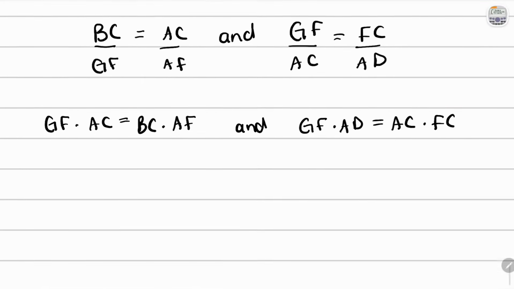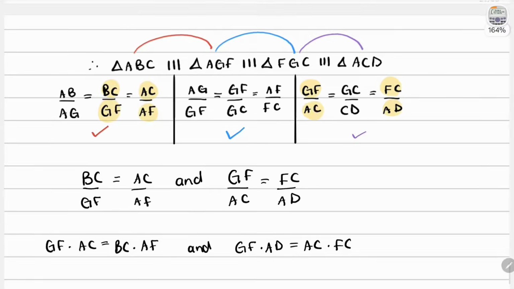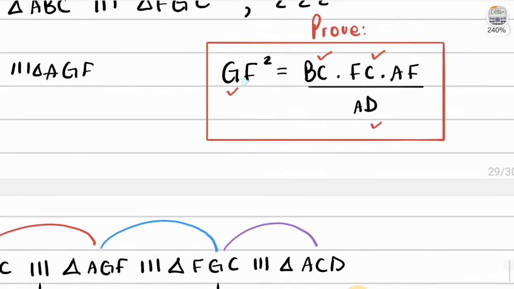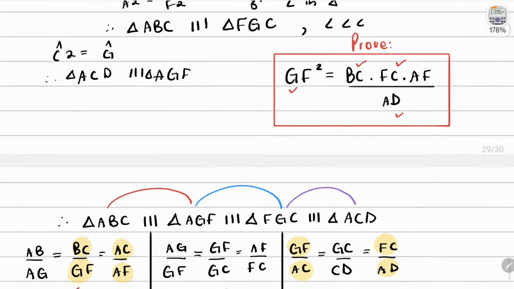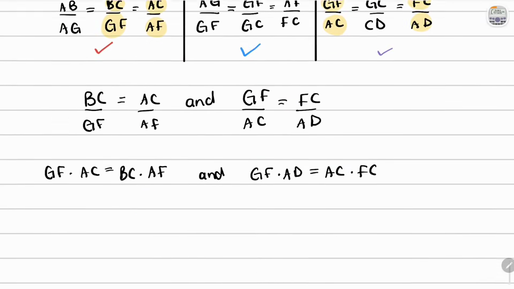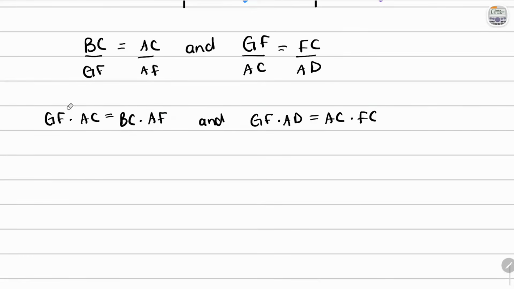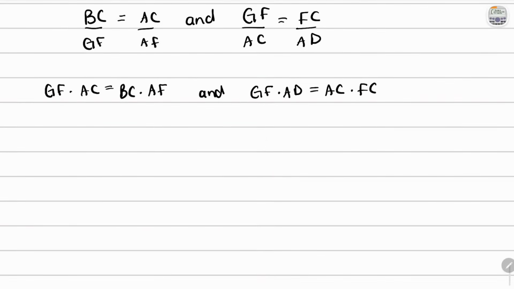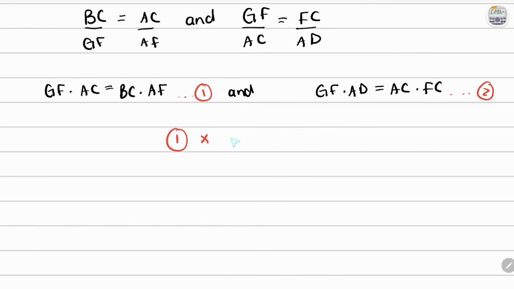Great, we have these. Now remember, what we need to prove is that GF squared is equal to all of that. Notice GF is squared. The only way that could have happened, and none of these are squared, is because you multiplied one equation that had GF with the other equation with GF. So we're going to multiply these two equations together. Let's call them equation 1 and equation 2, and multiply equation 1 times equation 2.